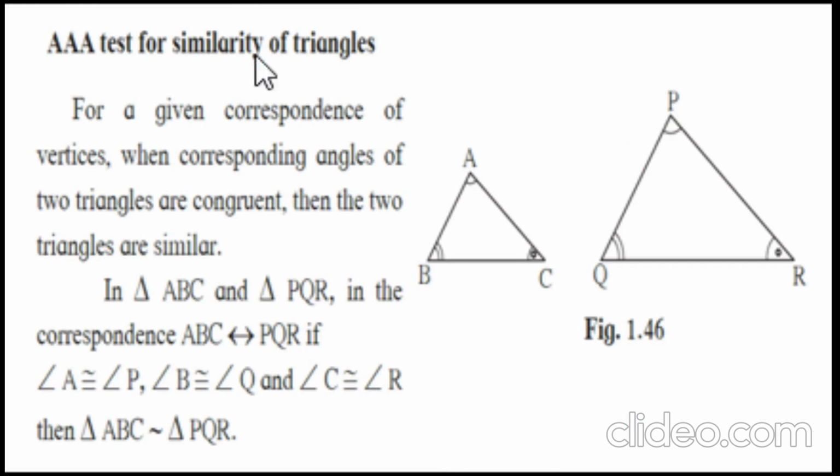Let's see the first test, the AAA test for similarity of triangles. A means angle, angle, angle. For a given correspondence of vertices, when corresponding angles of two triangles are congruent, then the two triangles are similar. See, in triangle ABC and triangle PQR, in the correspondence ABC to PQR, angle A is congruent to angle P, angle B congruent to angle Q, and angle C congruent to angle R. Then these two triangles are said to be similar by the AAA test.